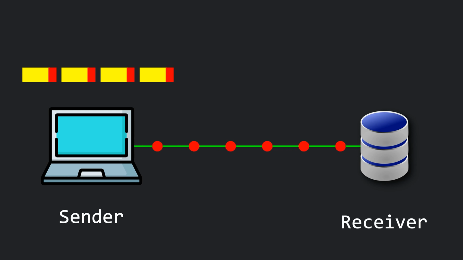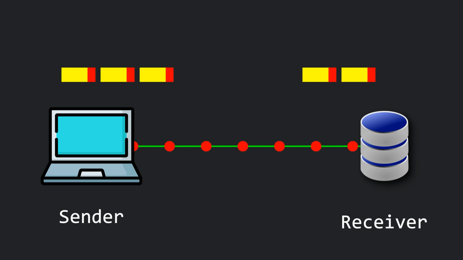The packets are then sent one by one to the receiver. After receiving each packet, the receiver sends back an acknowledgement. Once the sender receives this acknowledgement, it clears that packet from its memory buffer.